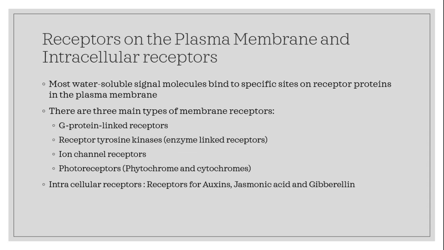Now let's talk about the different types of receptors based on their functions. Now most of the water soluble, that is membrane receptors, there are 4 types of membrane receptors that are there. Basically 3 types. One membrane receptor is a photoreceptor, which can be present inside the cell also.